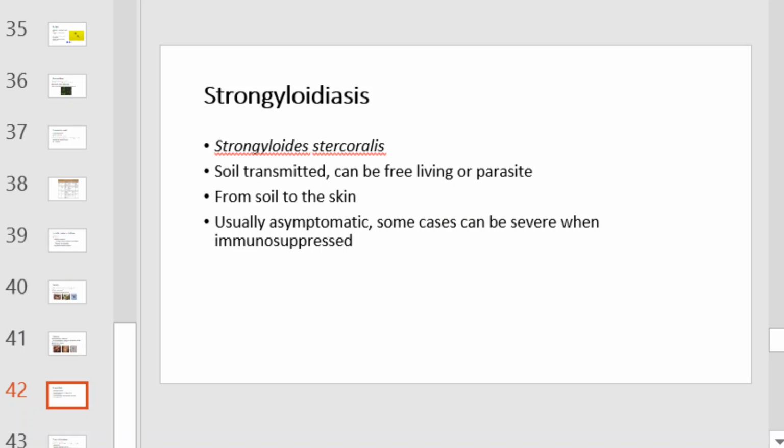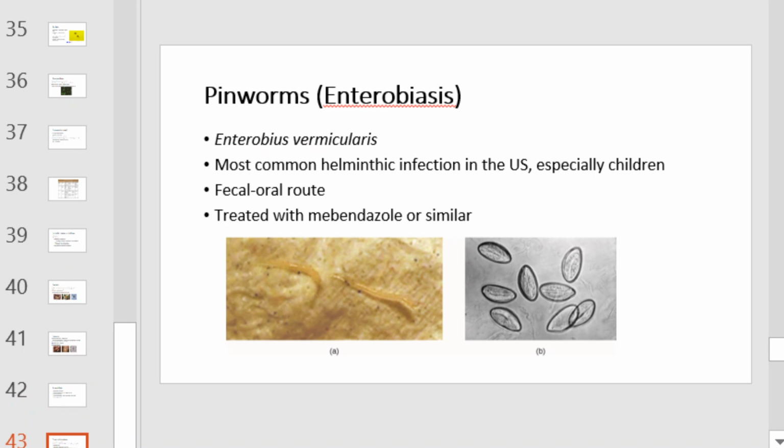Strongyloidiasis. This is a soil-transmitted organism which can be free-living or a parasite. It is transmitted from the soil to the skin. Patients with this organism are usually asymptomatic. Some cases can be severe when immunosuppressed. Pinworms. Pinworms are the most common helminthic infection in the United States, especially in children. They live and enter the body through the fecal-oral route and can be treated with mebendazole.